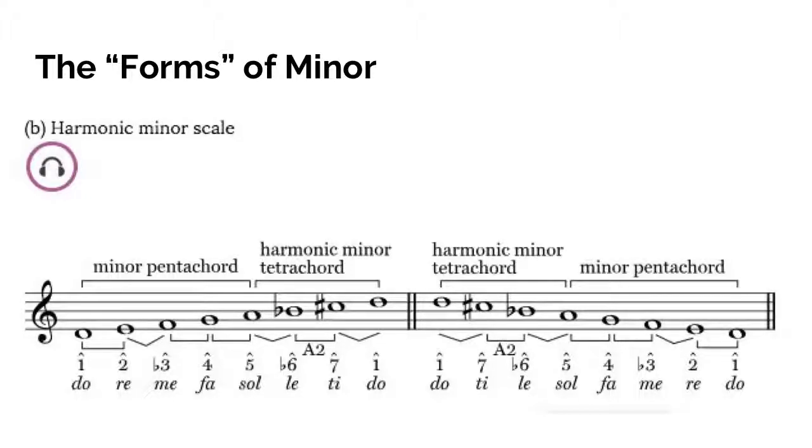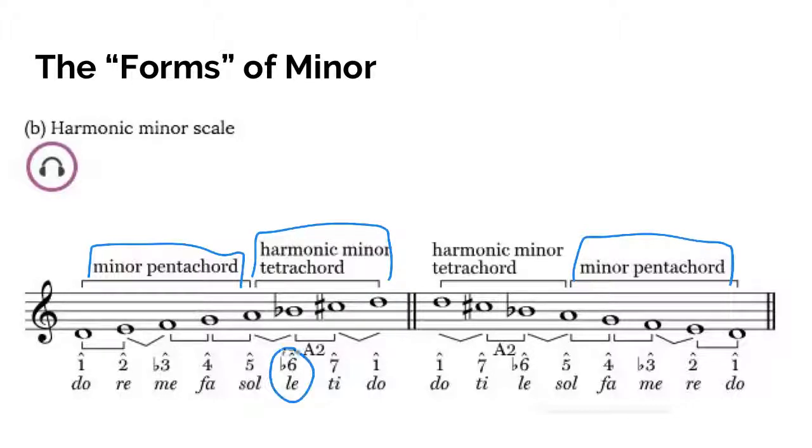So the harmonic minor scale is what changes. So we have the minor pentachord here. Okay, that stays the same, but what changes is the upper tetrachord. Okay, it keeps the scale degree 6 lowered, but it raises the 7th scale degree, which creates that augmented second.